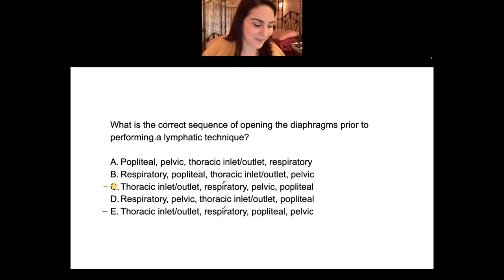Great job, my resident OMM people. Yes. So the leg comes after, so the popliteal comes after the pelvis because you open it last, because it's all the way down. If you're still confused, we can talk about it later.